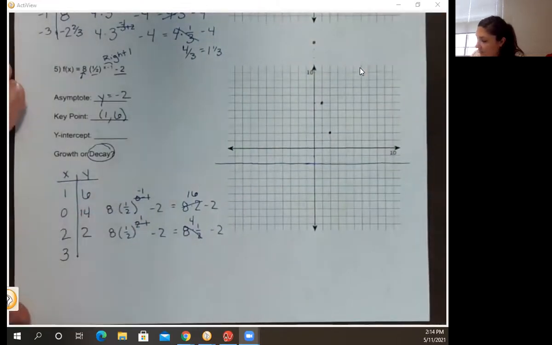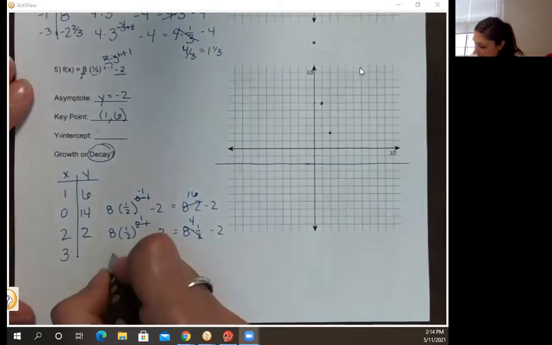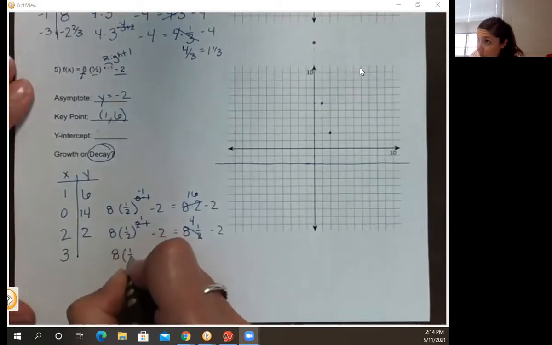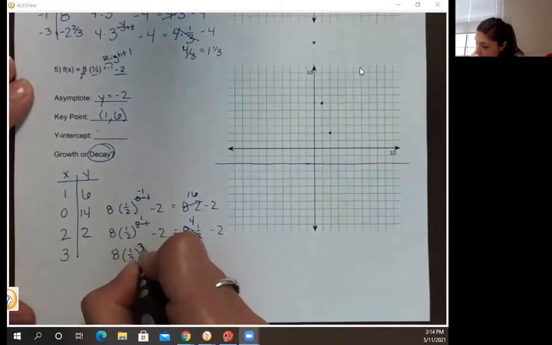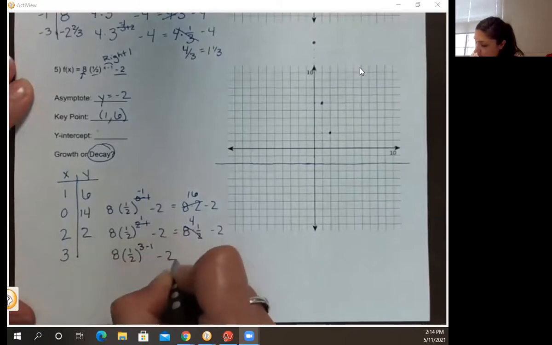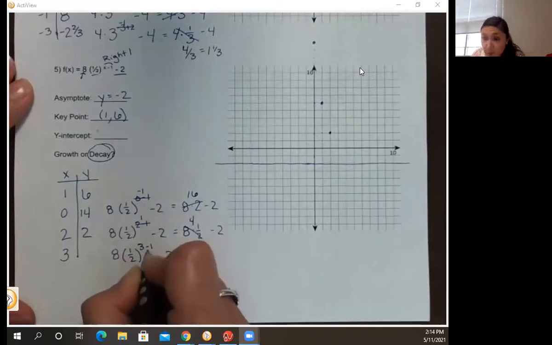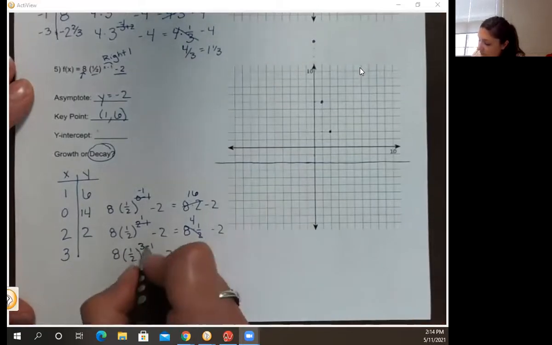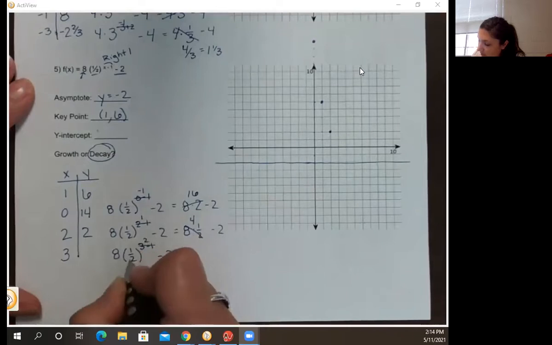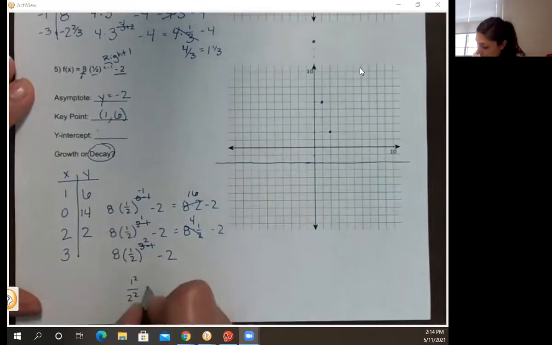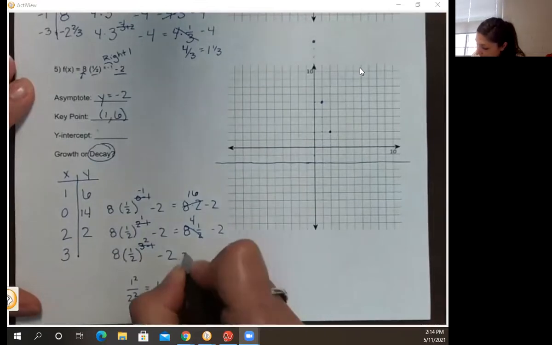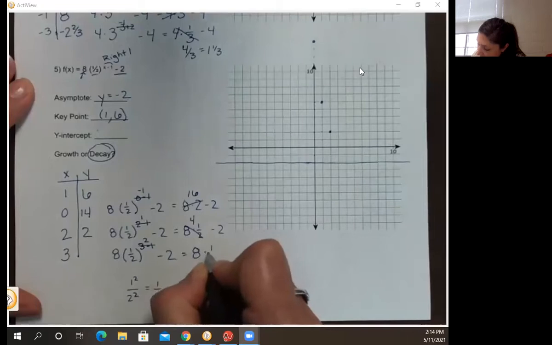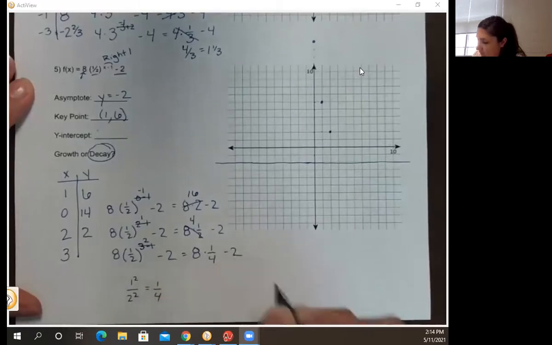And then since that y-intercept is pretty far off my graph, I'm going to plug in one more x value. Let's try plugging in 3. So this would be 8 times 1/2 to the 3 minus 1 minus 2. Remember order of operations when I simplify, I want to simplify that exponent first. 3 minus 1 is 2. So I've got 1/2 squared. Remember when we square a fraction, we square the top and we square the bottom. So this would be 1/4.